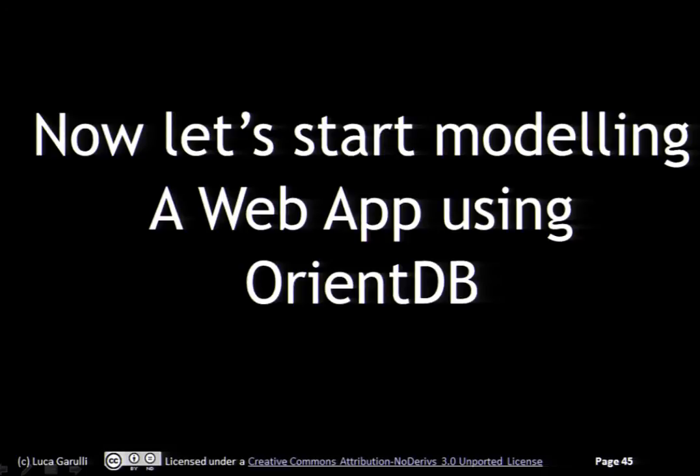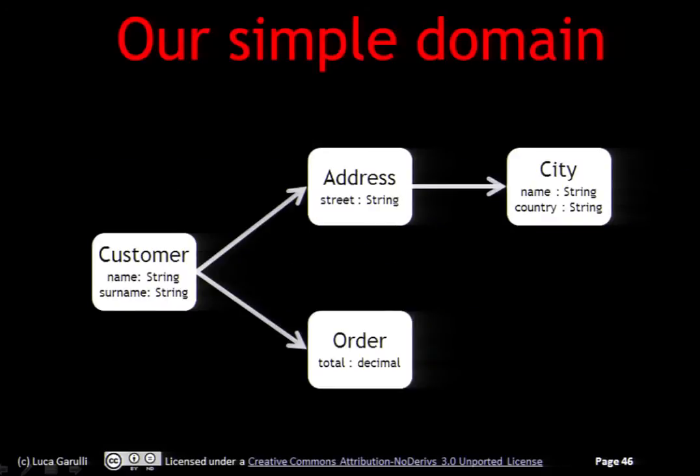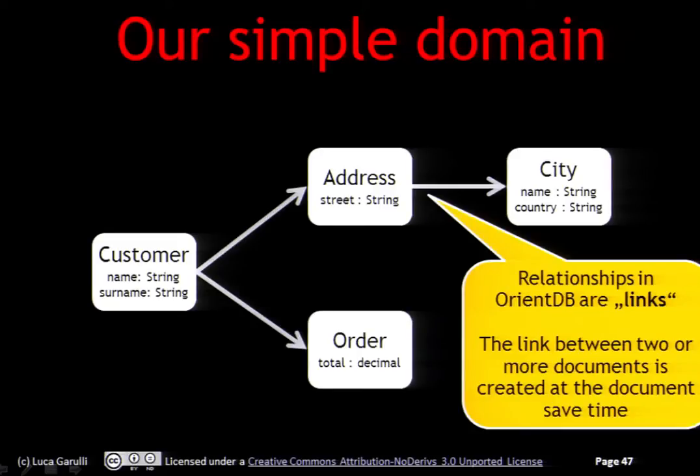But how can I use this cool product to change the way we create a web application? Okay, it's a NoSQL database. I can just put it in place of my relational database and continue to use my application like yesterday. Yes, you can. But I'd like to present you a new approach to scale up better. Let's stick to a very, very simple domain with always the same example. Customer, address, CD, order. So I model some classes and I link the records. Okay, so in OrientDB, a relationship is a link. It's not a join.